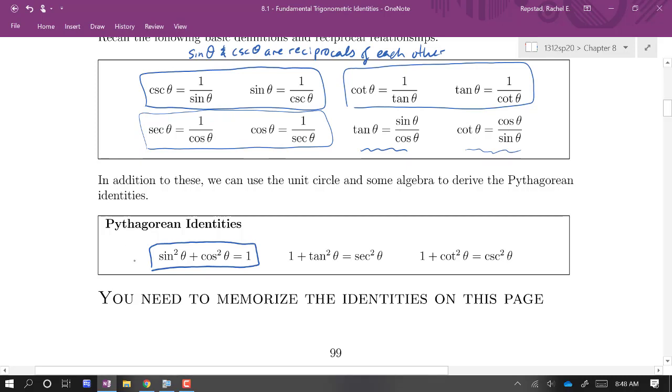But these Pythagorean identities, this is the fundamental, the first Pythagorean identity. Sine squared plus cosine squared equals 1. That's true no matter what the angle theta is. And we're going to derive that on the next page. And then if you just do some algebra on this equation, that's how you arrive at these two. So that's why I say just memorize this first one, and then I can always arrive at either of these other two by just doing the appropriate algebraic steps. And we'll talk about that as well.